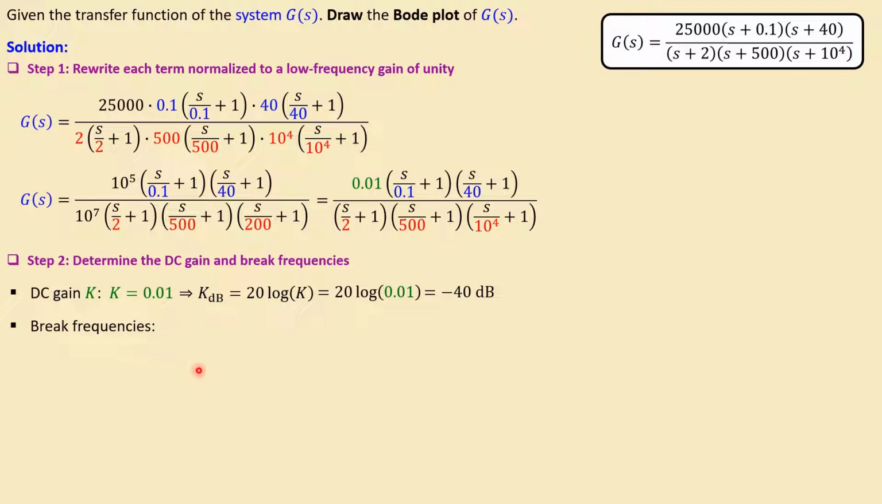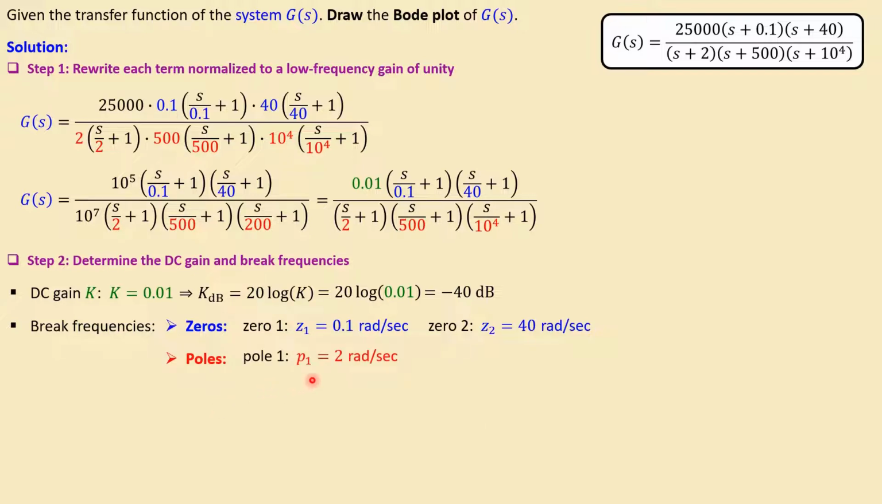Now the break frequencies. We have two zeros. So one at 0.1 radians per second. The other one at 40 radians per second. And we have three poles. Pole 1 at 2 radians per second. The other one at 500. And then the final one, the third one at 10,000. So we have now 5 break frequencies, and we will now use this in our drawing.